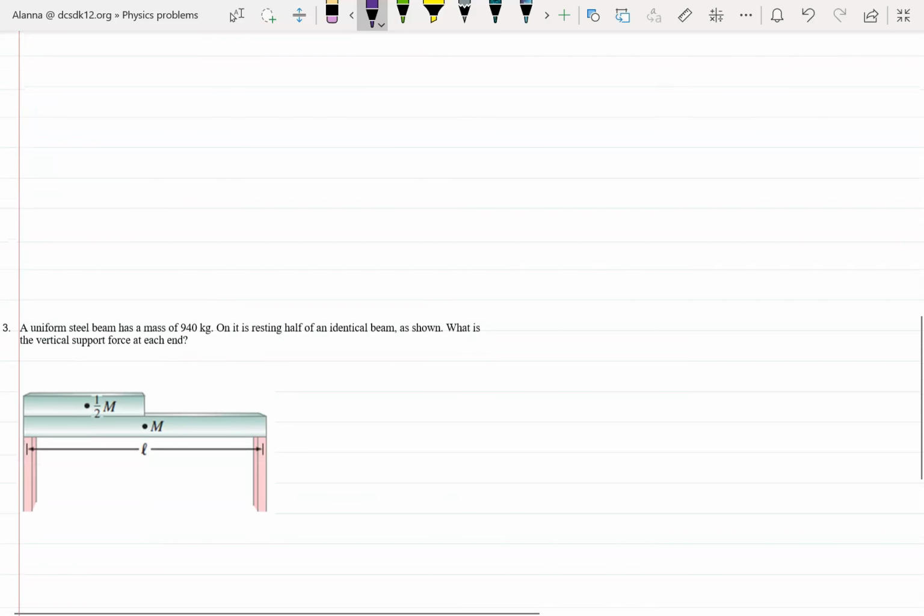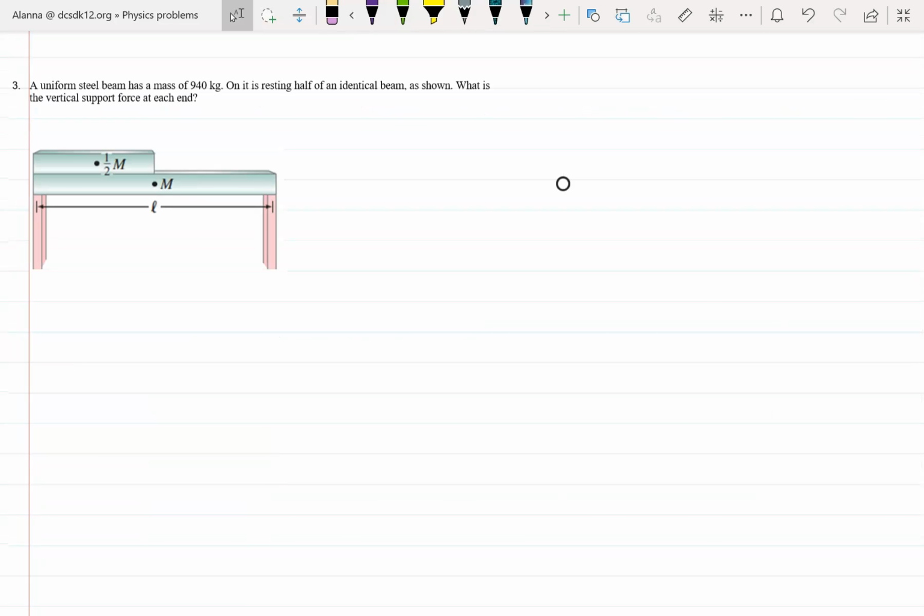All right, one last problem. We have a uniform steel beam that has a mass of 940 kilograms. On it is resting half of an identical beam as shown. What is the vertical support at each end?